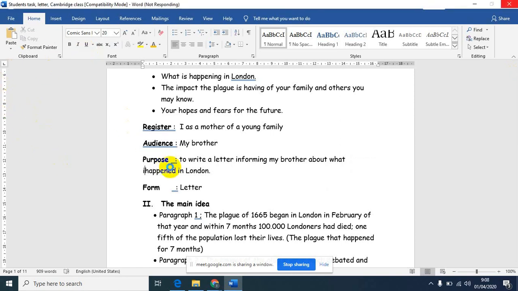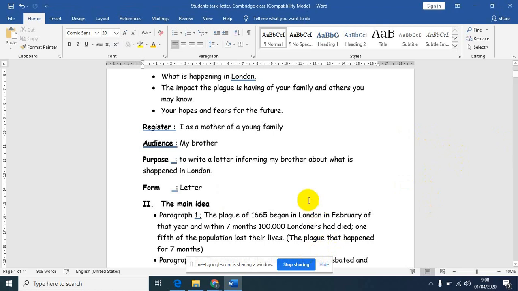Okay, the next part is the letter. The form is a letter. After you identify this question as well as the character of who you are, now we are going to write.